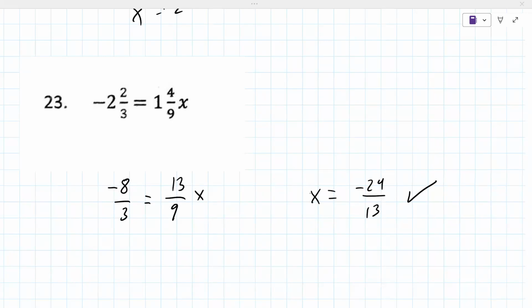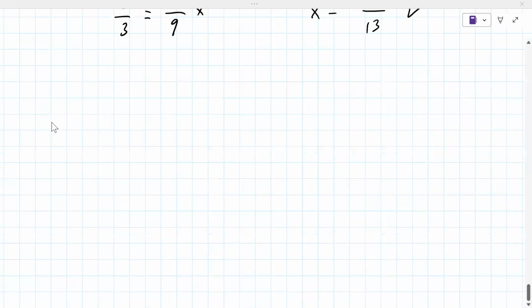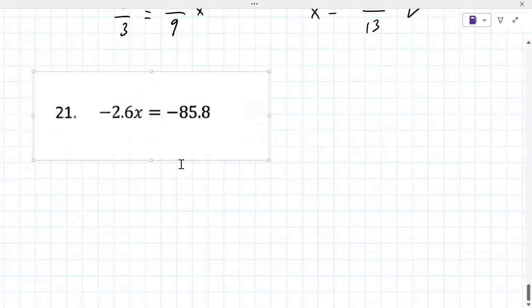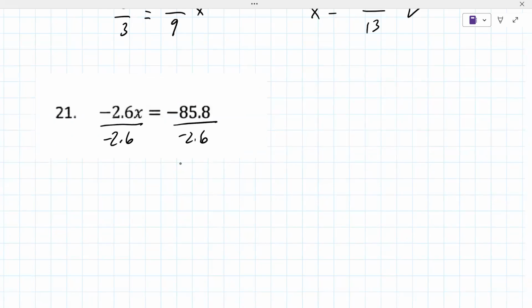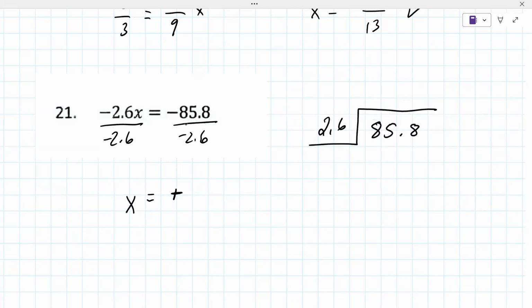21 is kind of like one we did earlier. You solve by dividing by the number in front of x. And like we've talked about, you want to try to figure out, was the answer positive or negative? It's two negatives, which means the answer is positive. You might even write that in there. And then it's 2.6 outside the house, 85.8 inside the house. You've got to move the decimal over. I would always rewrite it. I don't recommend trying to figure out if you can do it there. So see if that works.